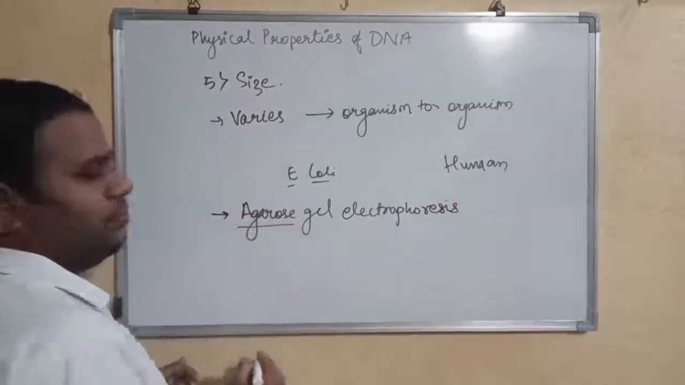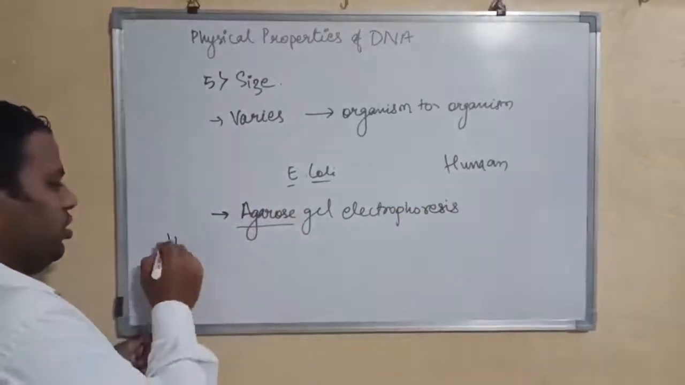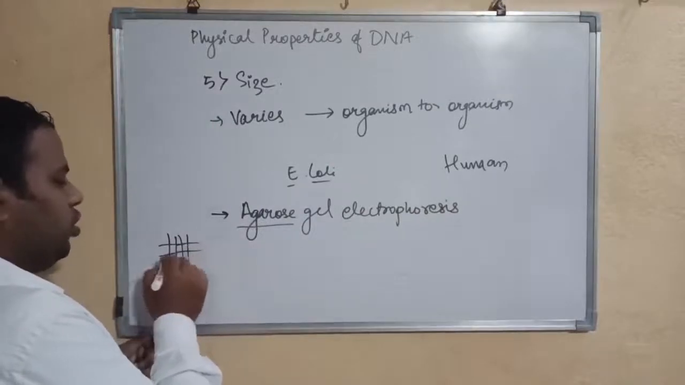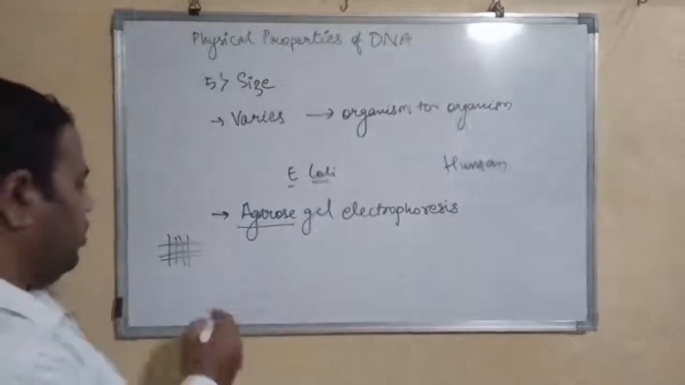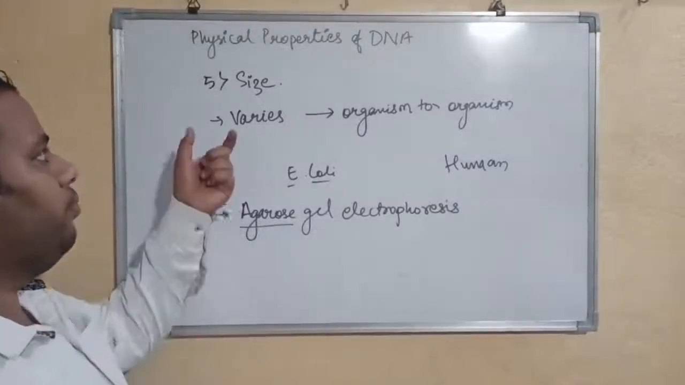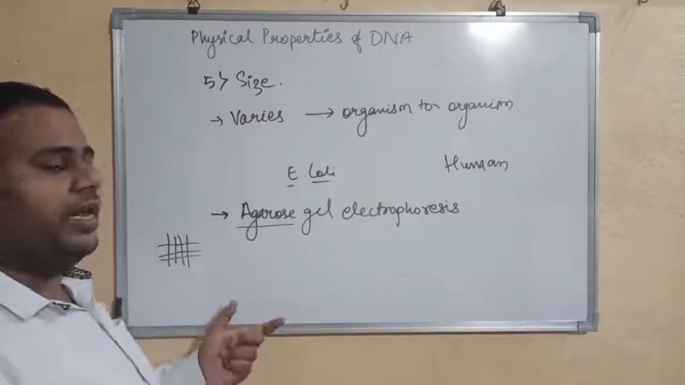Agarose, as we know, is a polymer. It will form a mesh-like structure. So, depending on the concentration of the agarose you take in the gelling, the pore size will depend on that, and based on that, the different sizes of DNA can be purified.